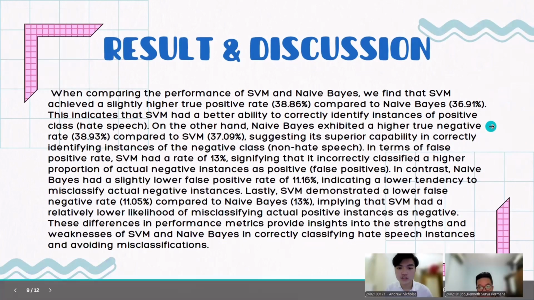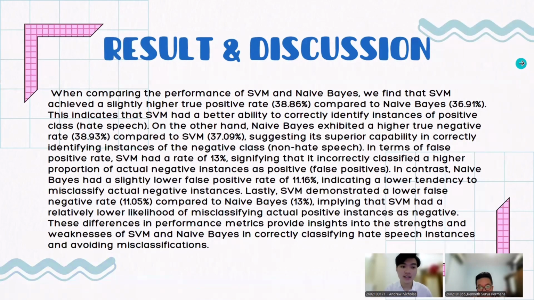When comparing the performance of SVM and Naive Bayes, we find that SVM achieved a slightly higher true positive rate of 38.86% compared to Naive Bayes 36.91%. This indicates that SVM had a better ability to correctly identify instances of positive claims. On the other hand, Naive Bayes exhibited a higher true negative rate of 38.93% compared to SVM 37.09%, suggesting a superior capability in correctly identifying instances of the negative class.